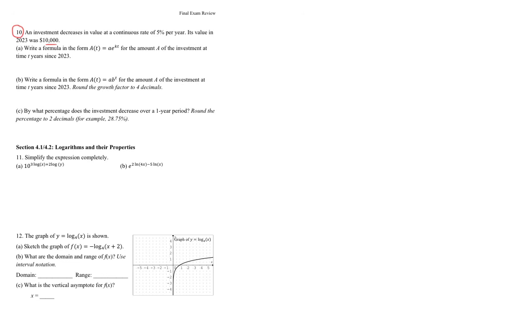So for this one, we're given our initial, which is our A. So we have A(t) is equal to our initial, 10,000, times e^(kt), where k is our rate. So it's 5%, but since it's decreasing, it's going to be negative 0.05 times t. So that's how you do part A.